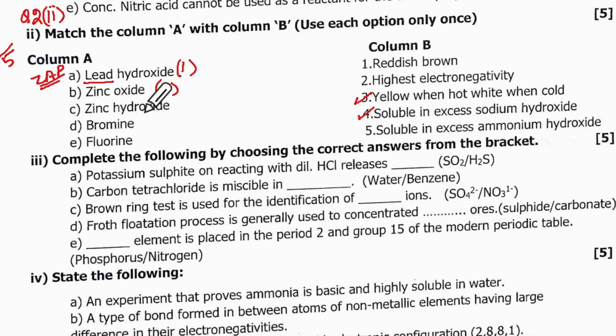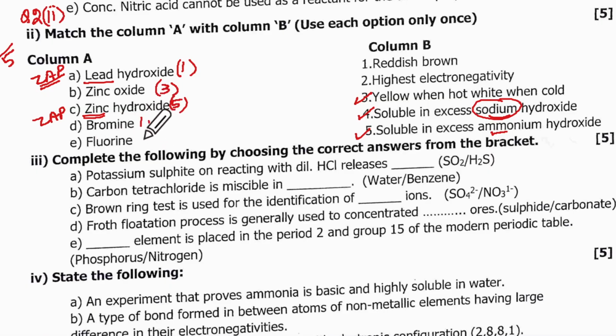Zinc hydroxide. Now zinc hydroxide again is amphoteric. Soluble in excess ammonium hydroxide. Soluble in excess of ammonium as well as sodium hydroxide. Remember, both of these will be applicable for zinc hydroxide, but we have already used this, so it will be now 5. Bromine will be reddish brown.